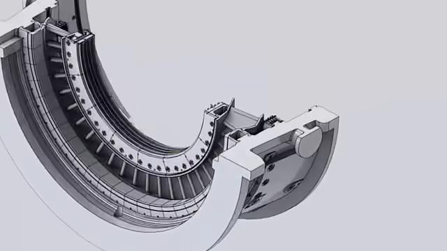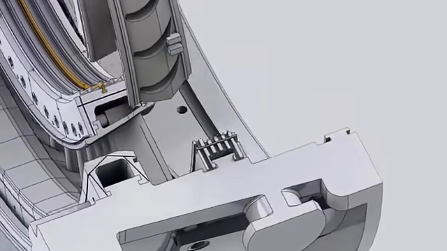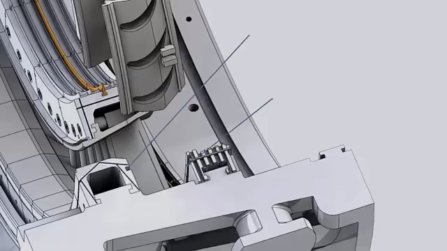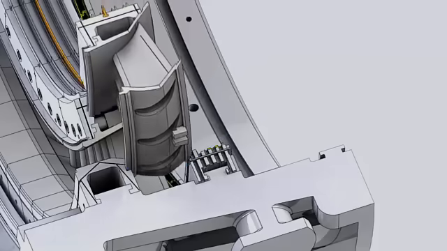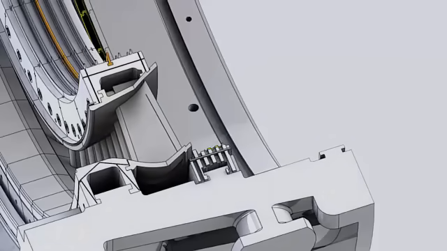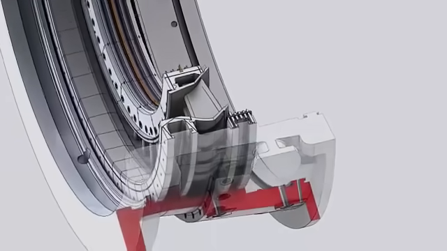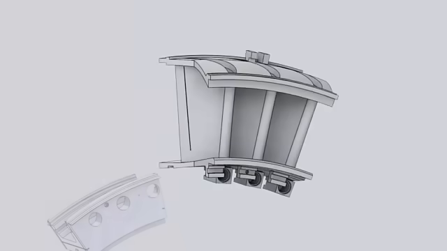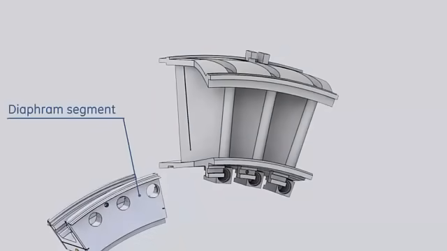The nozzle segments are assembled by fitting the male hooks on the forward and aft sides of the outer sidewall into the female groove on the aft side of the first stage shroud and on the groove on the forward side of the second stage shroud. Seals are installed between the segments to minimize leakage. The nozzle segments are held on the circumferential position by radial pins from the turbine shell into axial slots on the nozzle outer sidewalls.